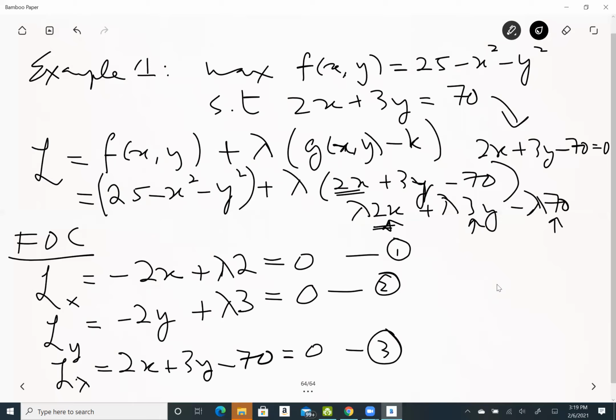So from number 1, what do you have? I want you to try. From number 1, write lambda in terms of x and y. I give you 1 more minute.